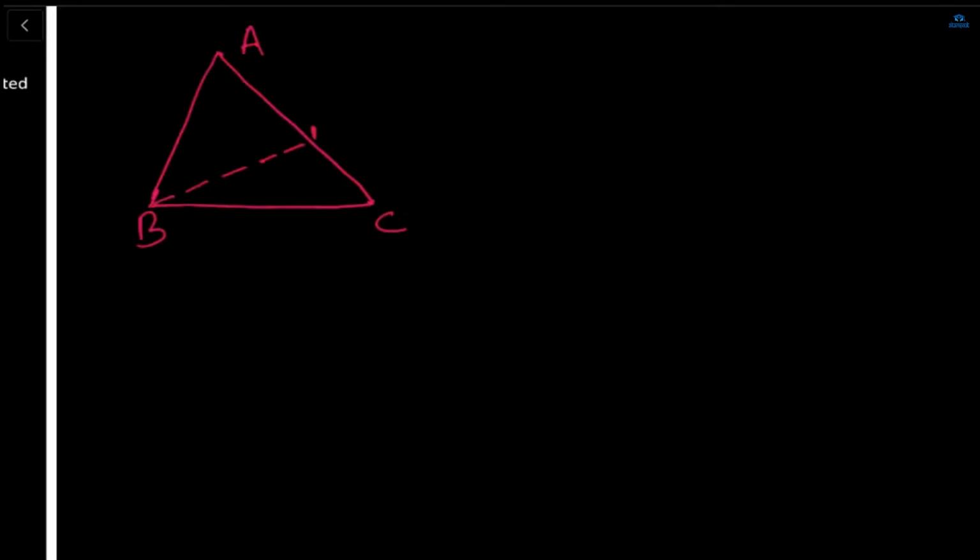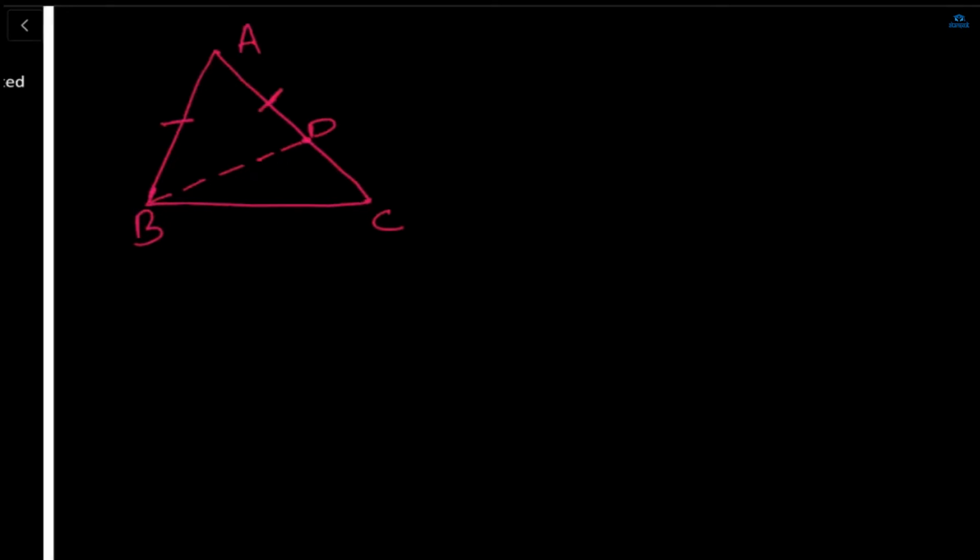Let's see. First of all, we have a triangle. Triangle is A, B, and C. This is your triangle. Now we are doing some extra construction in this. We are taking a point D in such a way that AD is equal to AB. AB is equal to AD, and we're joining B and D. Understood? Now from construction we can say that AB is equal to AD.